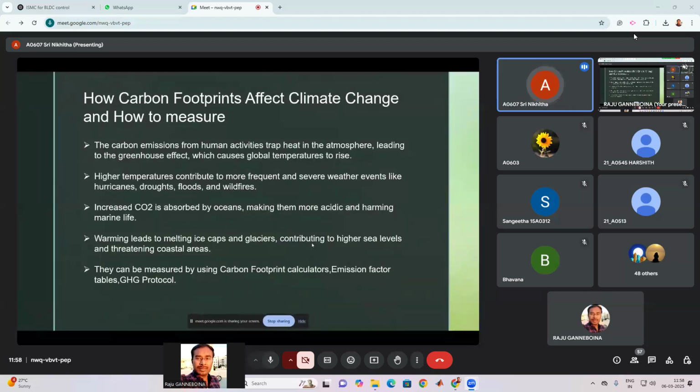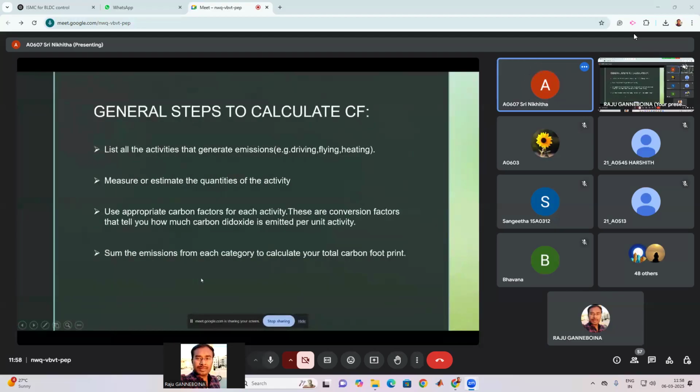These carbon footprints can be measured by carbon footprint calculators, emission factor tables, and GHG (greenhouse gas) protocols. And these are the general steps to calculate carbon footprint. First, we need to list all the activities that generate emissions, for example driving, flying, heating, and food consumption.